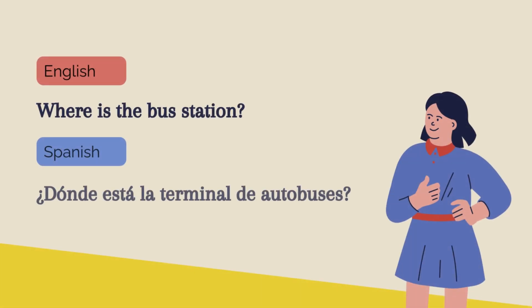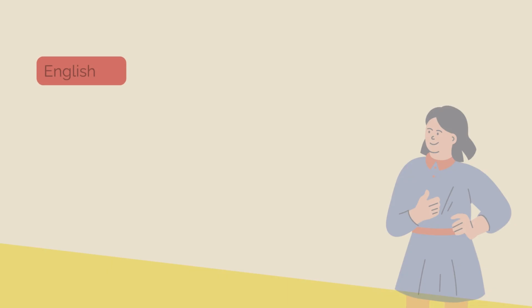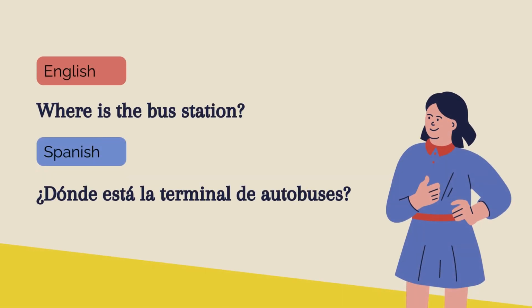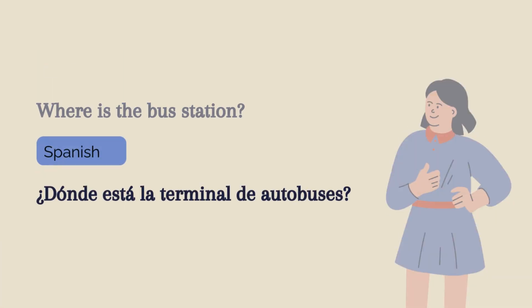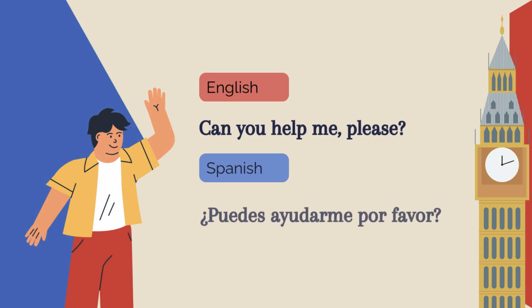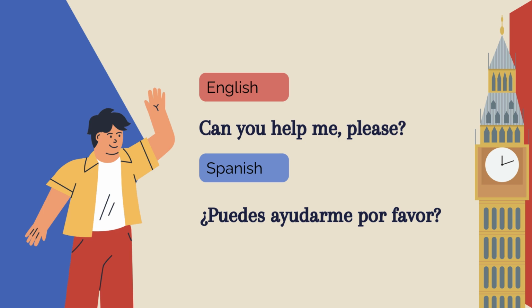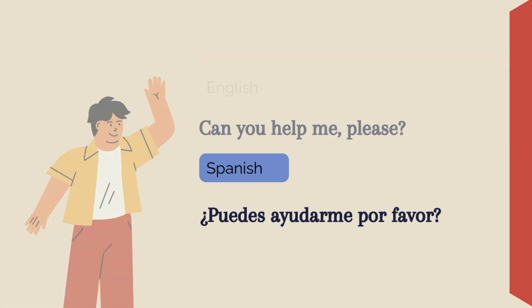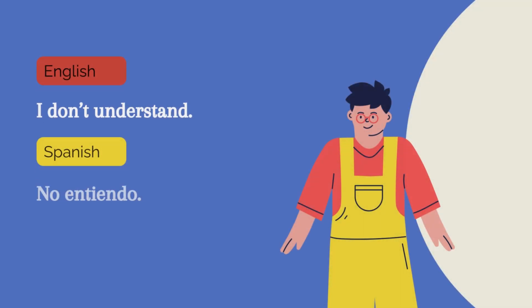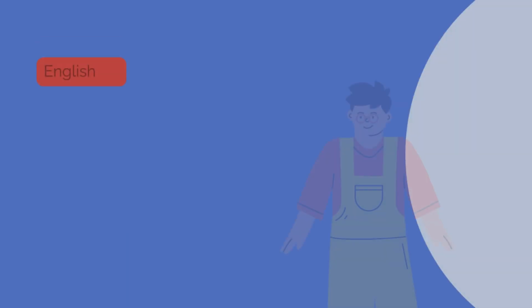English. Where is the bus station? Spanish. ¿Dónde está la terminal de autobuses? English. Can you help me, please? Spanish. ¿Puedes ayudarme, por favor? English. I don't understand. Spanish. No entiendo.